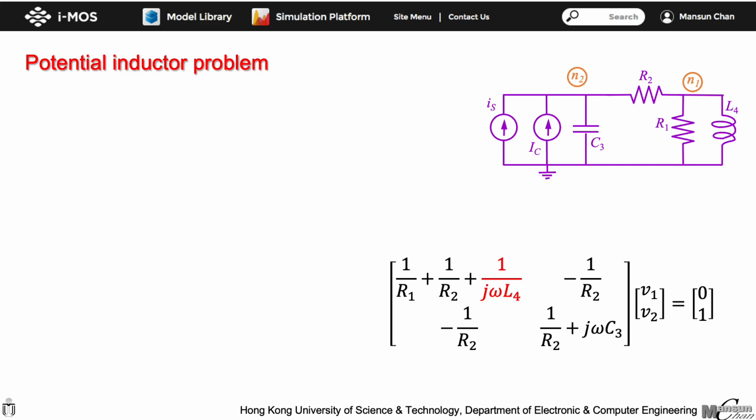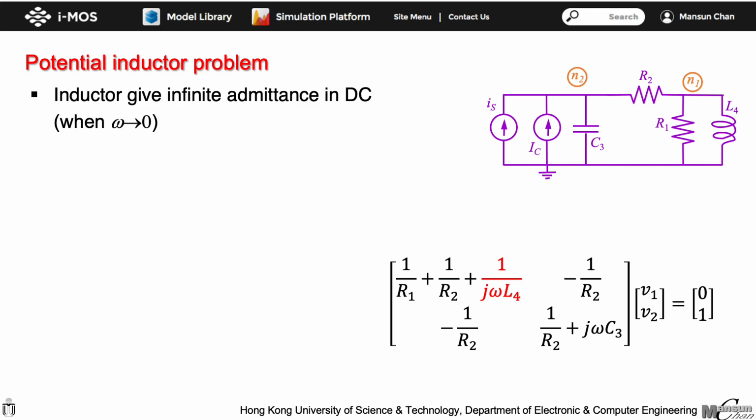In this example, there is one issue. As the frequency response covers DC, omega can be 0. The admittance of inductor then becomes infinity, and the matrix cannot be solved. It is coming from the fact that inductor is considered a short circuit in DC. It may be tempting to solve the problem by avoiding the point omega equal to 0. However, I will show you shortly that the DC point cannot be avoided.